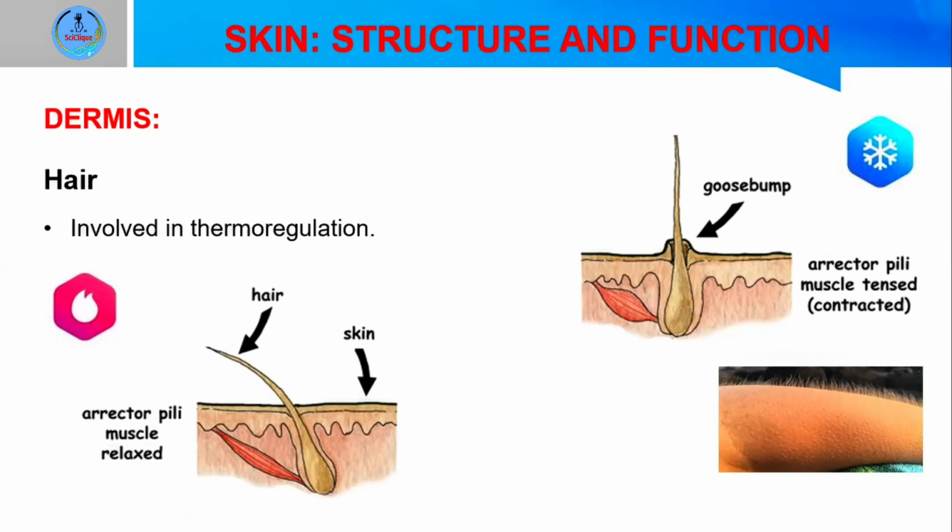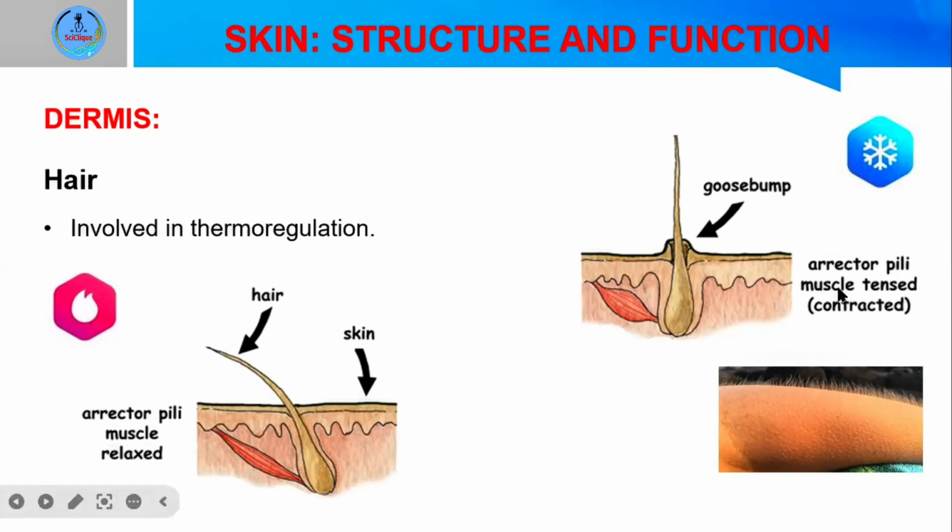Now, this leads to the formation of goosebumps. By the way, whenever you felt cold, really cold, you will see this. You will see that the hair on your body stands upright, and you have these raised thingies that are called goosebumps. So this is because of this.